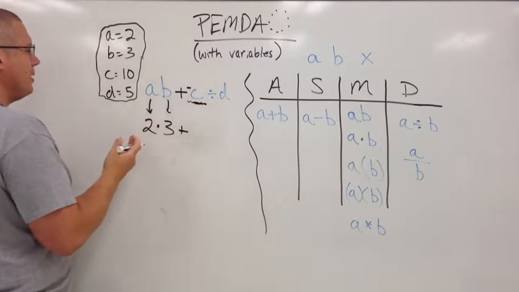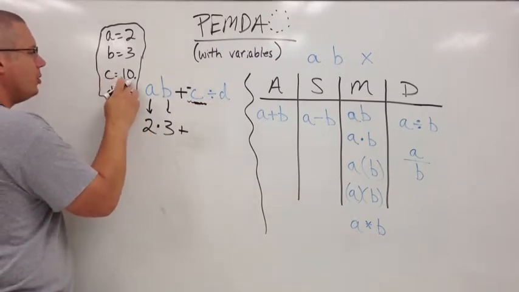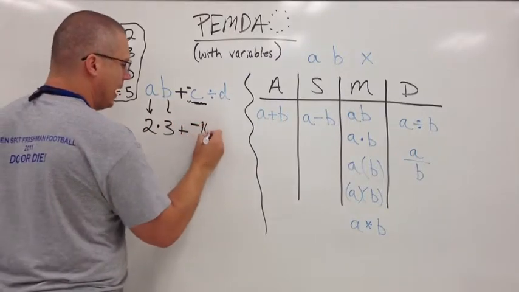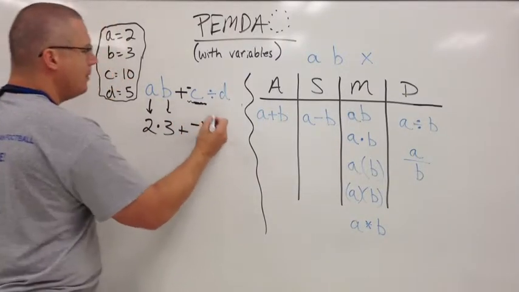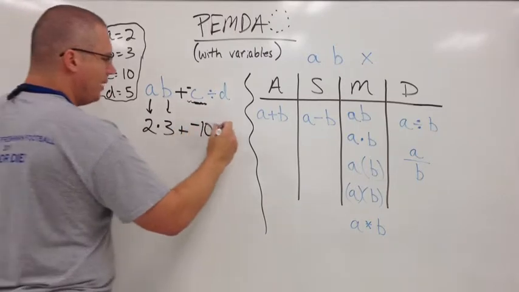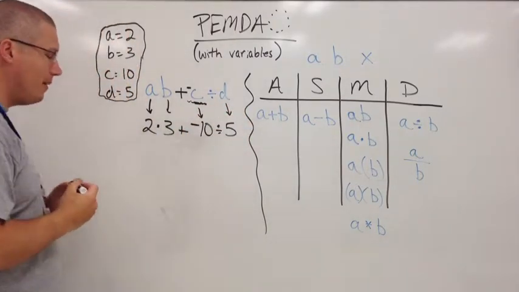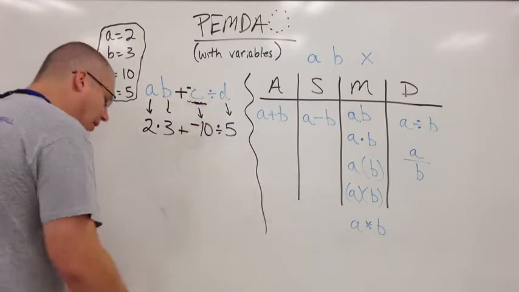What is the opposite of C? C is equal to 10. What is the opposite of 10? Negative 10. Divided by D. D is 5. So I substituted in my variables. Now I'm ready to evaluate.